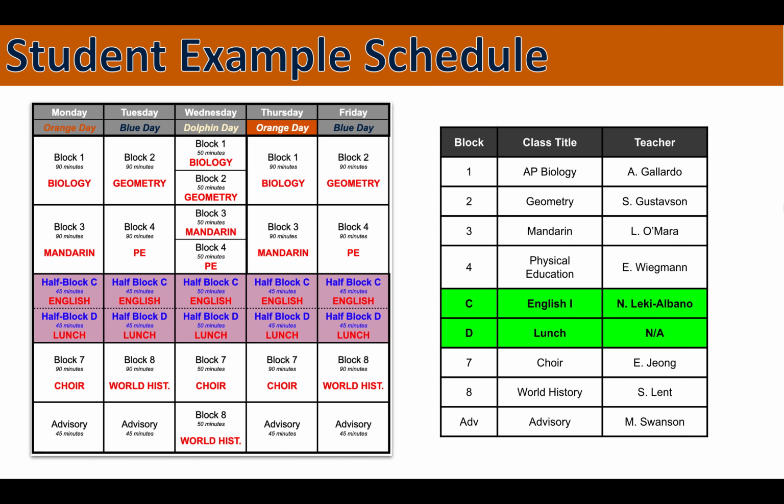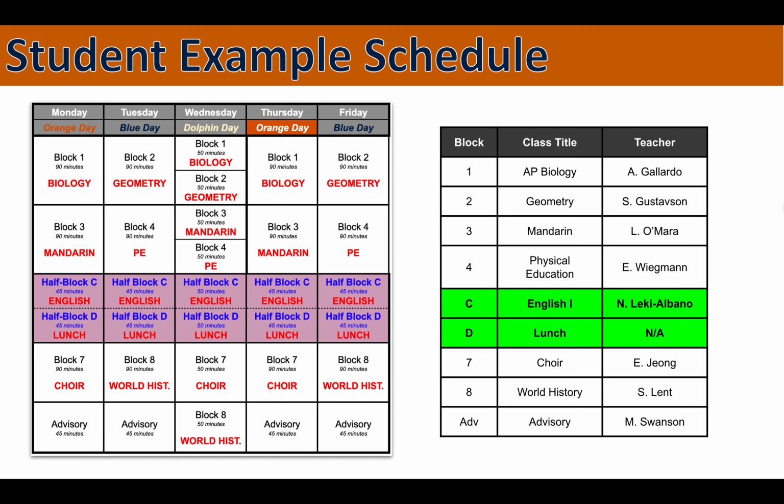The example schedule on the right, the student has classes in blocks 1 through 4. Then half block C is English, half block D is lunch, full block 7 and 8, and then advisory. So moving to the left, let's start on Monday. The student will see biology, which is block 1, followed by block 3 on an orange day. So again, odd day is orange day.